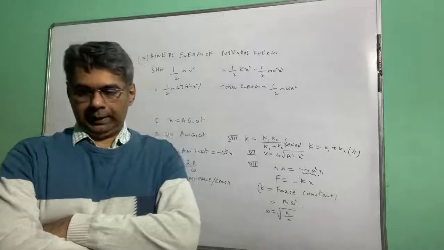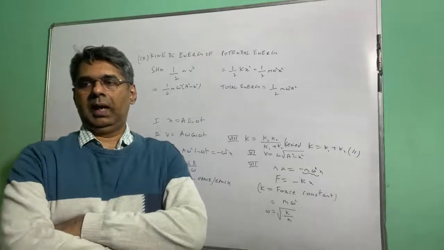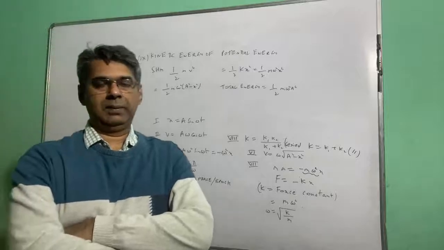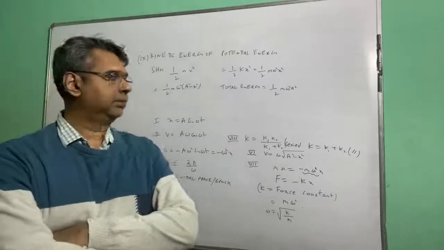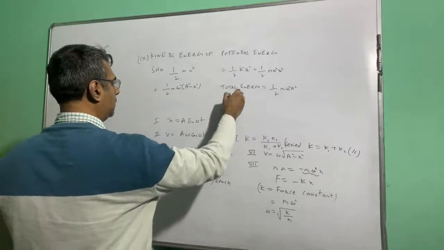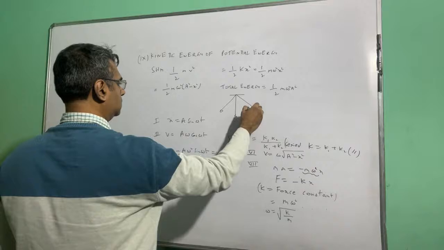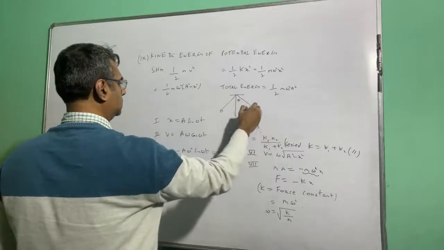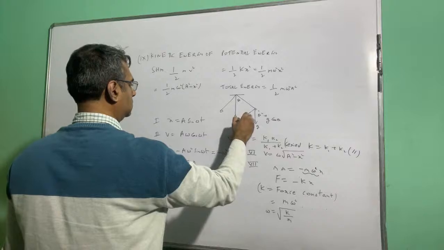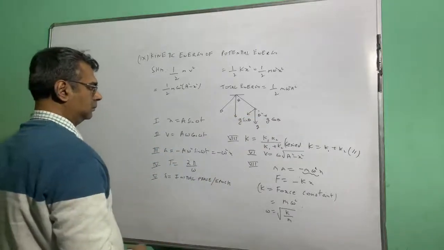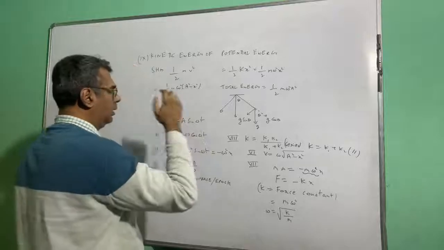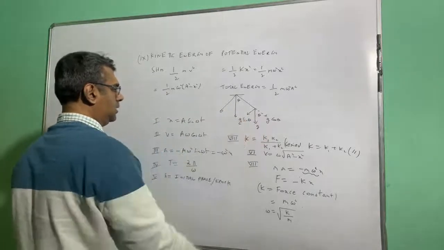Okay. Now in simple harmonic motion, I have already told you that one of the best and most well-known examples of simple harmonic motion is obviously none other than the pendulum. So in a pendulum, what happens is that this is the acceleration due to gravity g. This angle is theta, this is theta. So this is g cos theta, this is g sin theta.